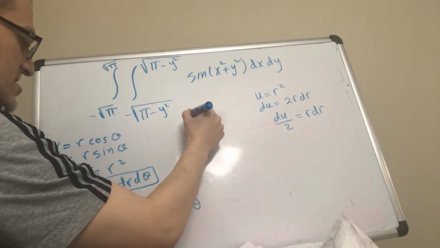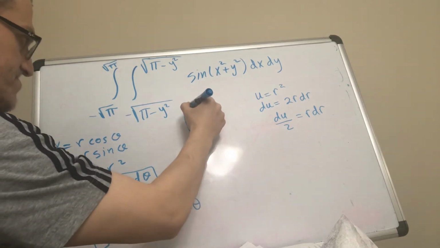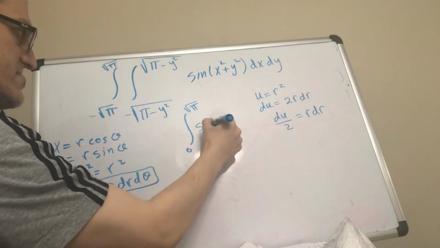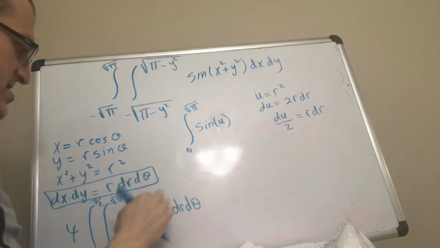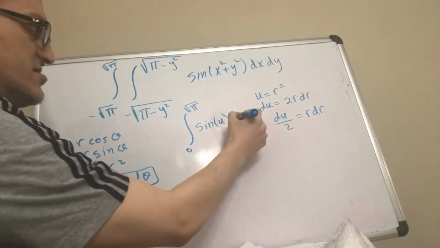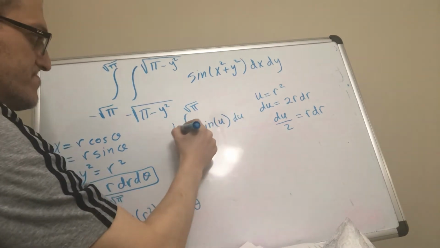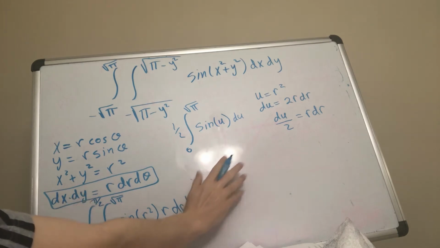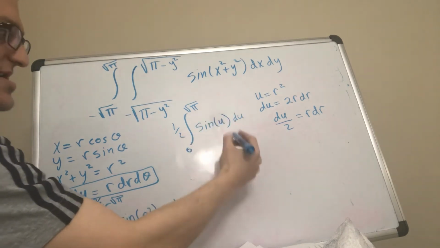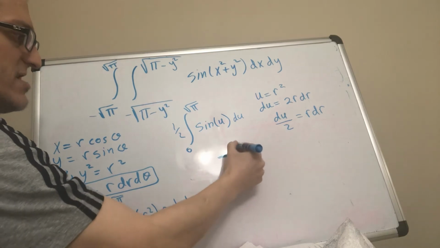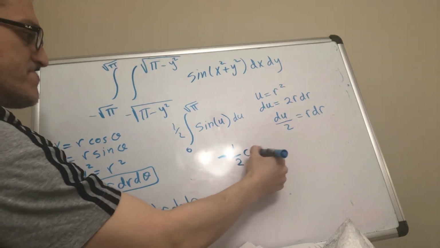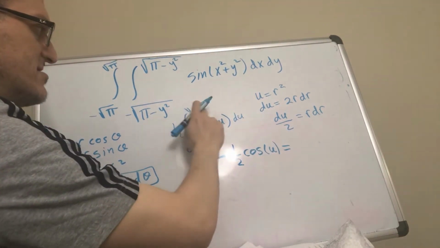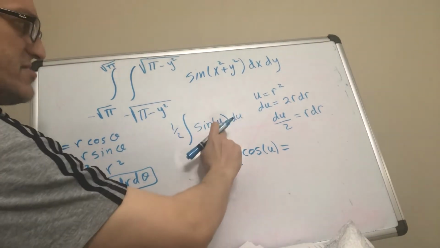So that means that for the first one, you're integrating sine u, where r dr is du over 2. This is only the first part of the integral, the sine. The integral of sine is minus cosine, so you're minus half cosine u. You don't put the limits here, you put them after you integrate, because this is u.